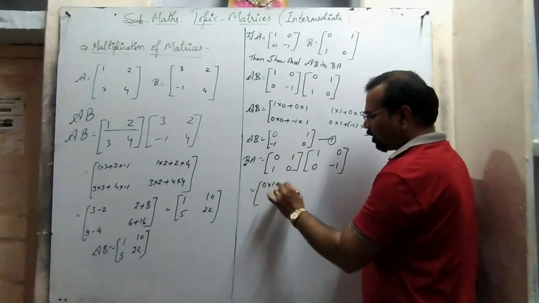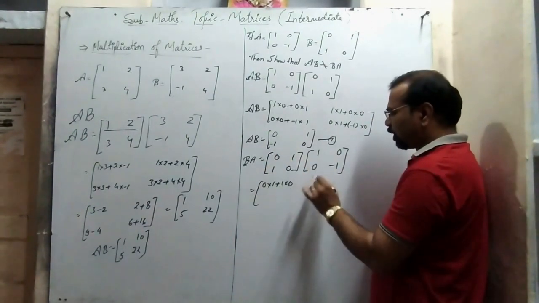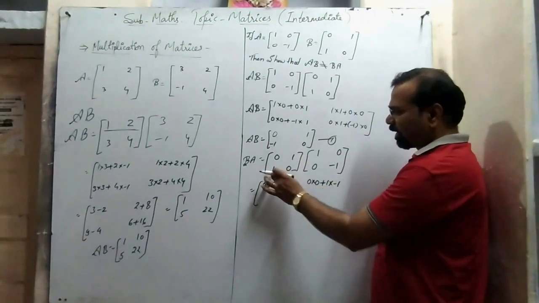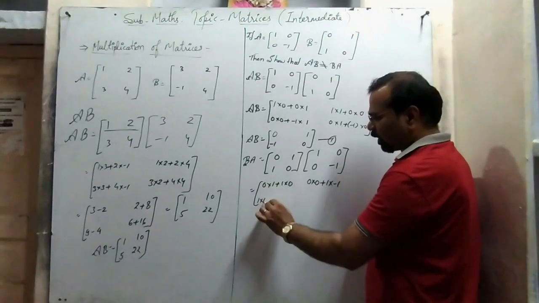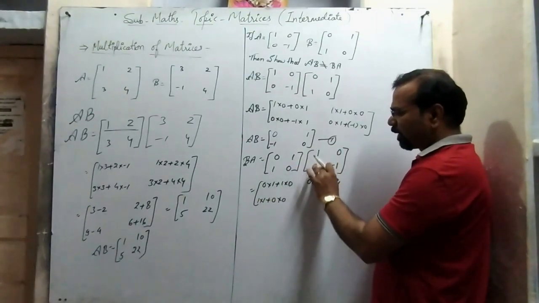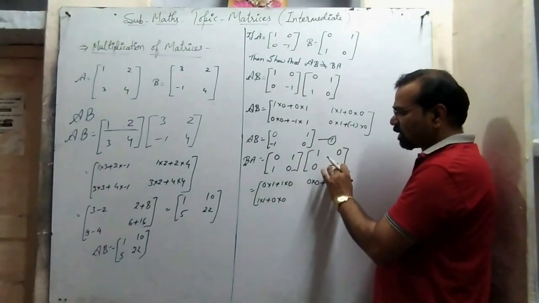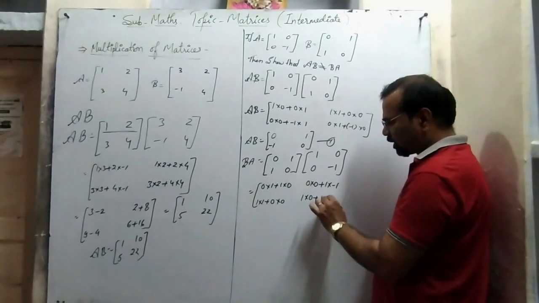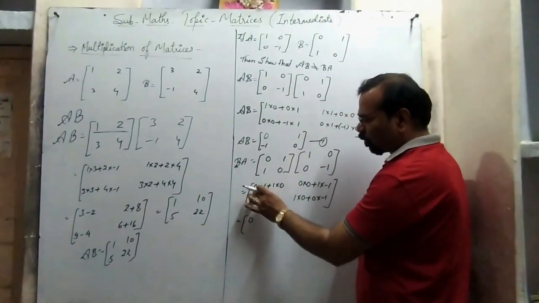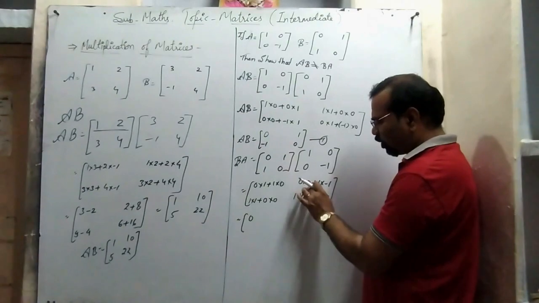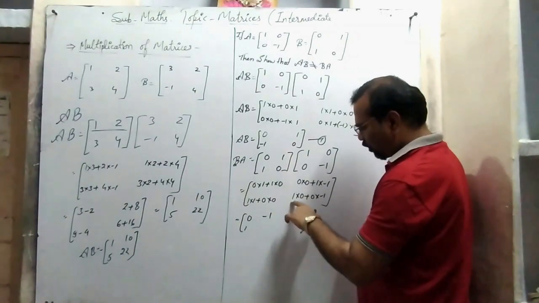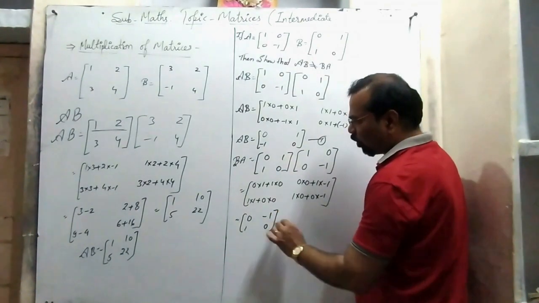0 multiplied by 1, 1 multiplied by 0. Again, 0 is multiplied by 0 and 1 is multiplied by -1. Then 1 multiplied by 1, and 0 multiplied by 0. The second row is multiplied by the first column and the second row by the second column, that means 1 cross 0 plus 0 cross -1. The value is 0, 1, -1, 0. That is the value of BA.